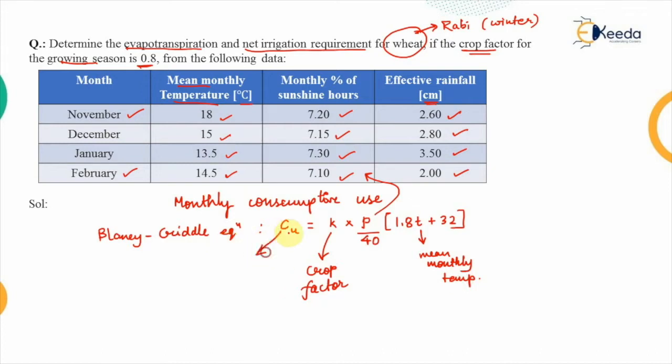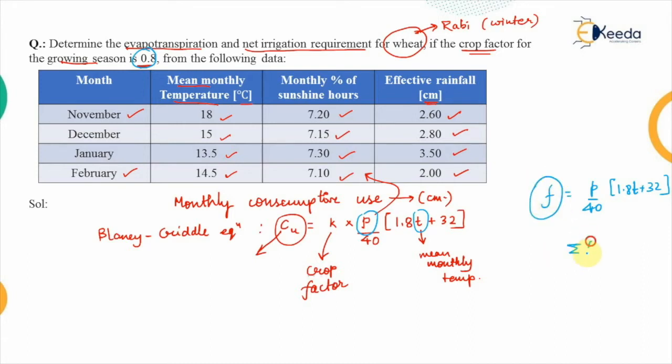Now from this equation, the value of CU that we are getting is the monthly consumptive use in centimeters. So the units must be kept in mind. This value is obtained in centimeters. Now the crop factor has been given for the growing season of the wheat crop, and for each month, the values of P and T will be varying. So for that purpose, we consider P by 40 into (1.8 T plus 32) as a separate value, represented by small f. For each month, we will have a separate f value, and ultimately we will sum all the f values, and that summation has to be multiplied with the crop factor of the growing season. That will ultimately result in the consumptive use for the entire season. So that is the calculation for the seasonal values.